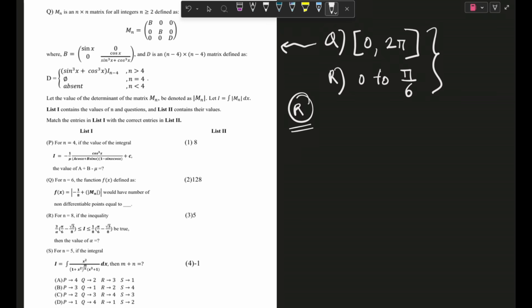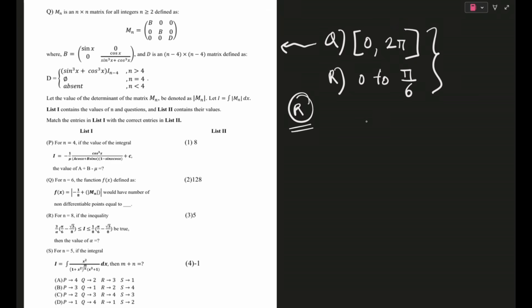So the first thing is, if we look at this question from the beginning, Mn is an n cross n matrix which is defined as B 0 0, 0 B 0, 0 0 D. Now, you might be wondering how this is an n cross n matrix. For that, I have mentioned that D is an (n minus 4) cross (n minus 4) matrix. It's like a matrix embedded inside another matrix, sort of. It's not a nested matrix, but I hope you can understand. And I n minus 4, as you can see here.